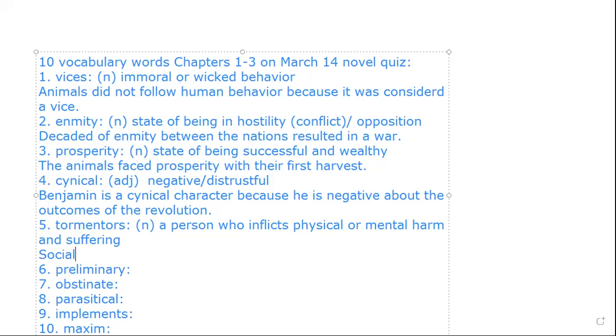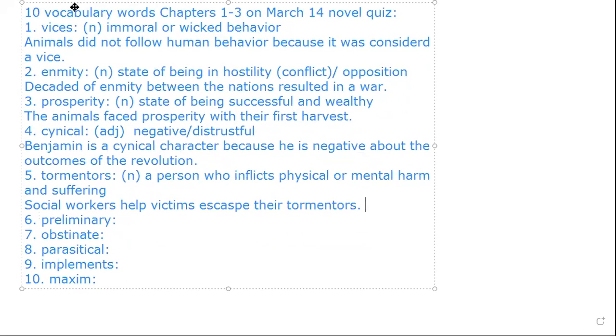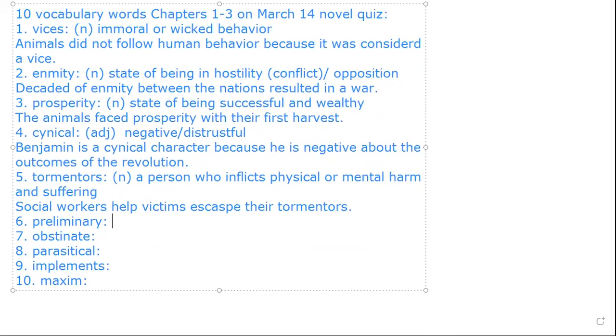A sentence could be: social workers help victims escape their tormentors. Okay, so if you're a victim, a social worker's job is to help you escape your tormentor or basically find refuge.